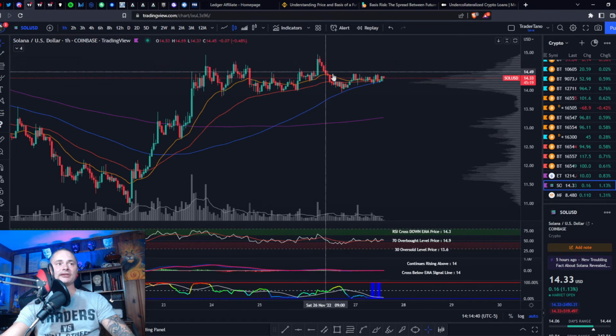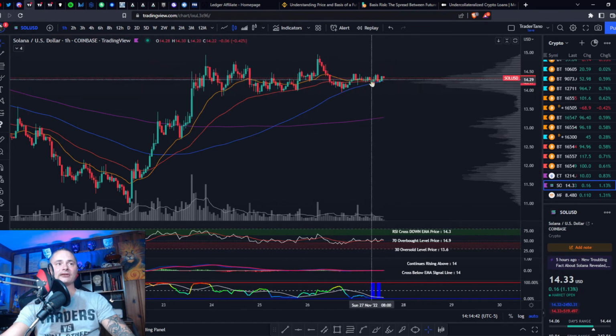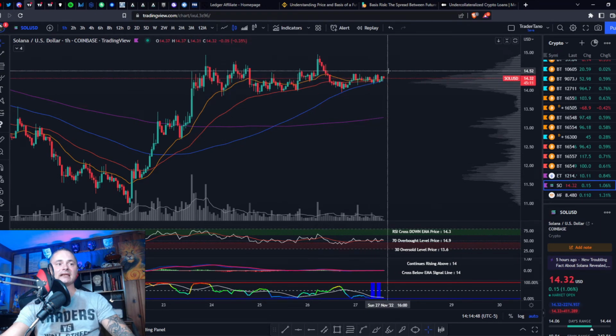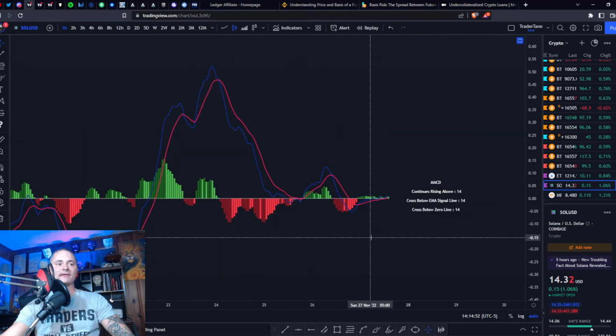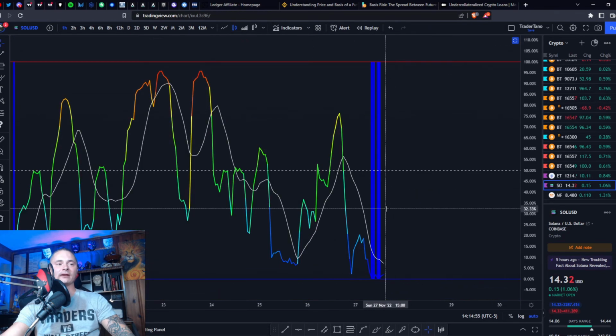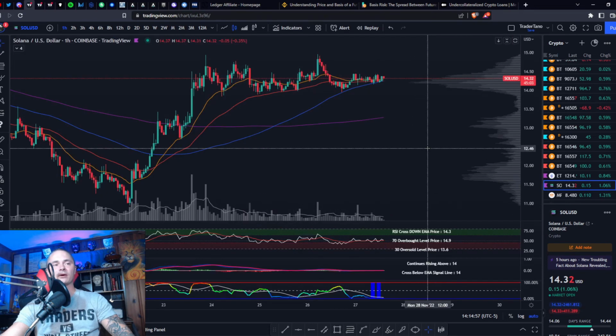Solana ranging right now, range within a range. Your moving averages are all converging to each other, so whichever way they fan out is going to decide the true trend. RSI is in the neutral zone. MACD's riding the zero line. BBWP is very low. This market is following Bitcoin right now.